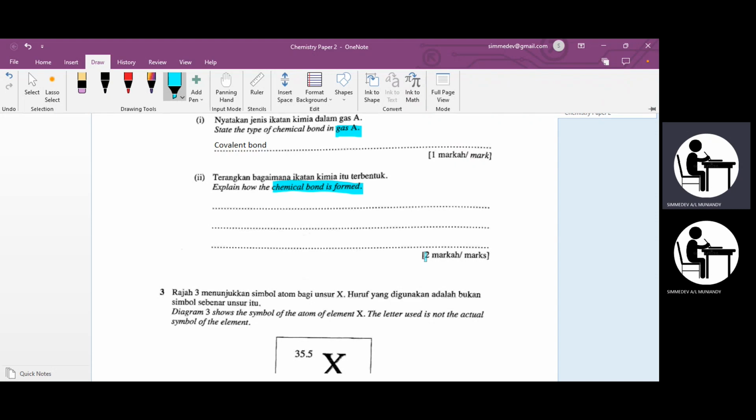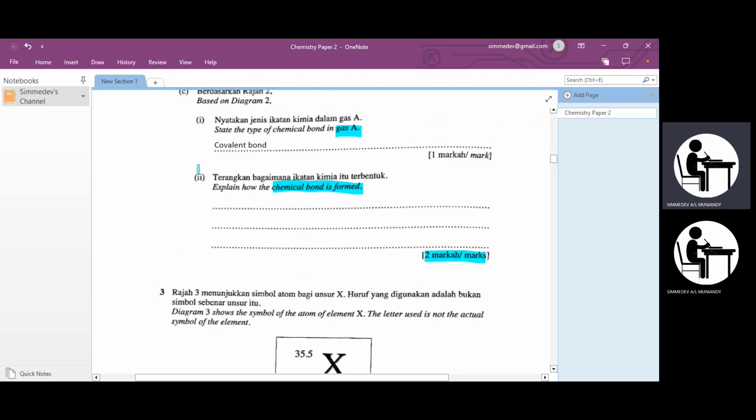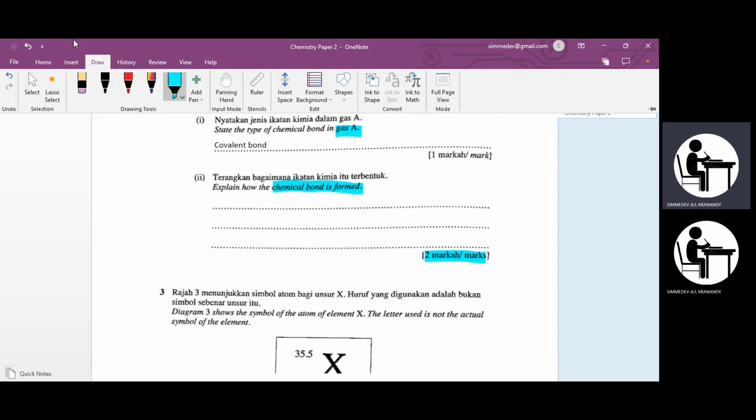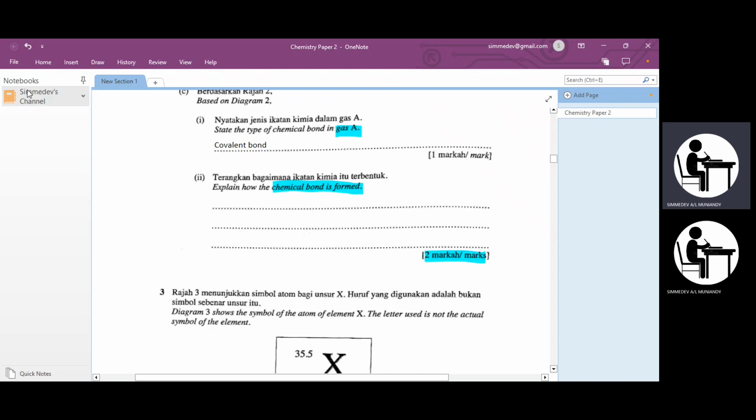However, here it is just 2 marks. That means you don't have to elaborate every single part of it, but if you believe that you know all those points, then go ahead and give your answers. Okay, explain how the chemical bond is formed.